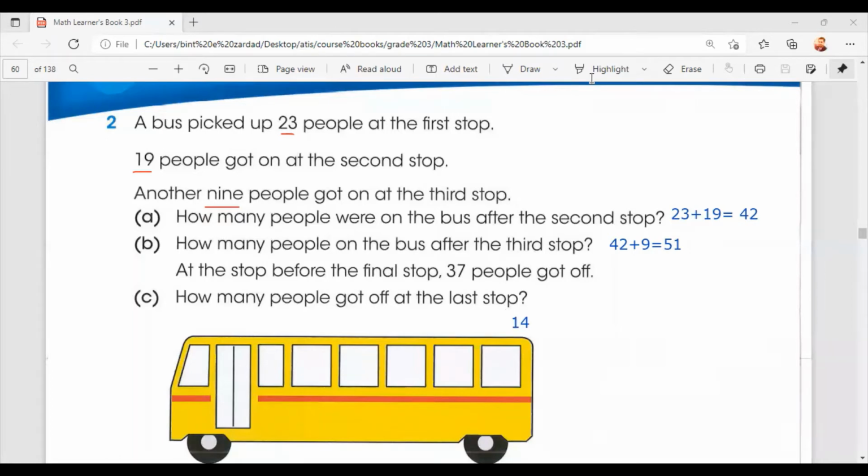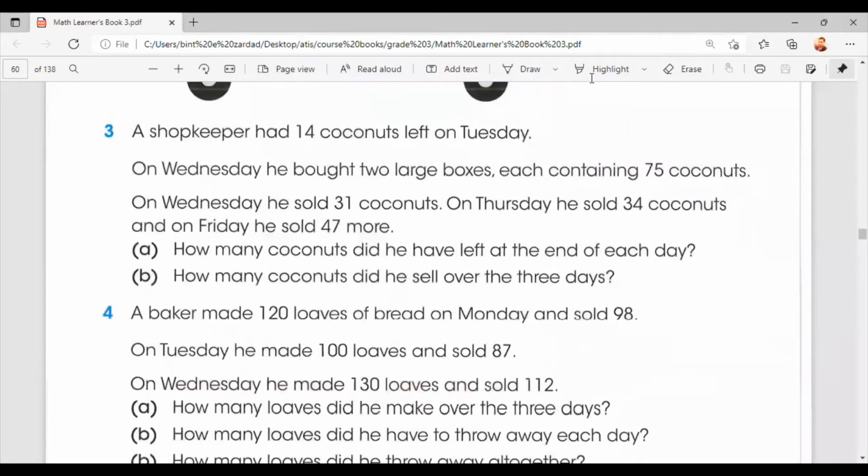Question number 3. A shopkeeper had 14 coconuts left on Tuesday. On Wednesday, he bought 2 large boxes, each containing 75 coconuts. On Wednesday, he sold 31, on Thursday 34 and on Friday 47. These are all the information. How many coconuts did he have left at the end of each day?